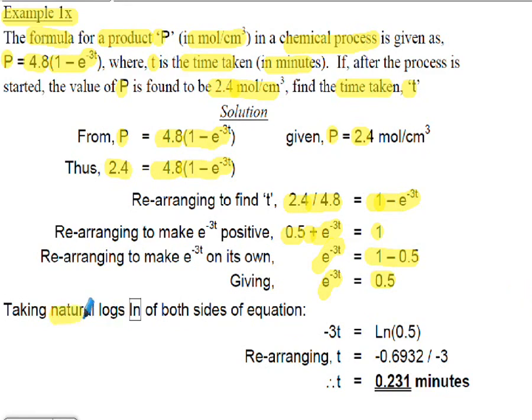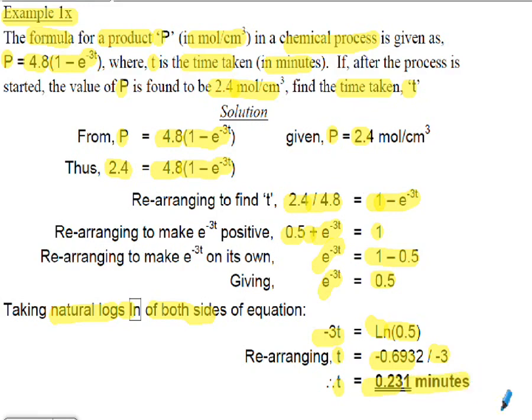So now, taking natural logarithms, ln's, of both sides of the equation, on the left hand side the e function cancels because the ln is the inverse function to e. So we simply get on the left hand side minus 3t. Taking ln's of the right hand side, we get ln of 0.5. Next line I'm simply dividing both sides by minus 3 to leave me with t on the left hand side. ln of 0.5 is minus 0.6932, and that's divided by minus 3. That gives us a value of t is equal to 0.231 minutes.